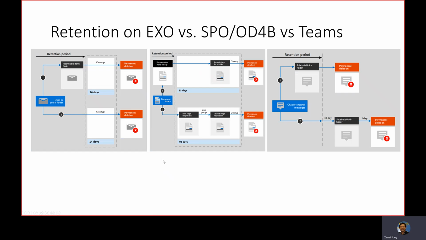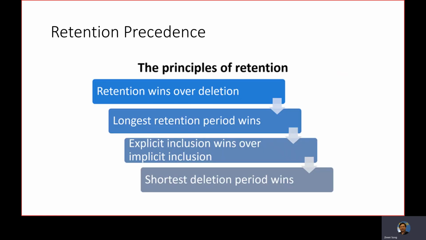All right, real quick. This is where you can find those deleted items. In Exchange, it's called the Recoverable Items folder. 14 days, it will be permanently purged after the retention period. In SharePoint and OneDrive, the preservation hold library, 93 days. In Teams, this is brand new. It's the substrate holds folder. It will be purged real quick, lightning fast compared to Exchange and SharePoint. This one you also have to remember.